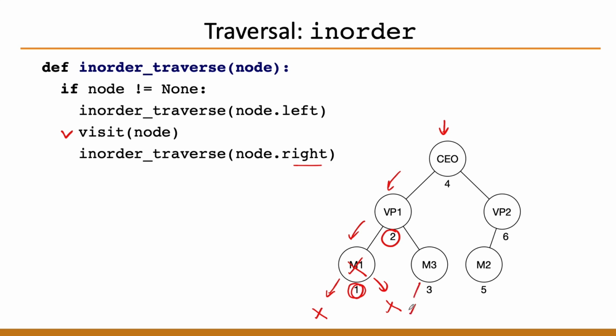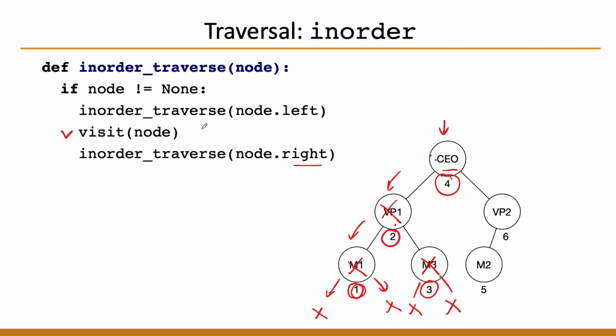Again, we do the same: left, return, read, right? And then right, right? And at this point, M3 is marked as done. We return, VP1 is marked as done. Now we return back to CEO. This is the point that we finally will be reading the value of CEO, right?